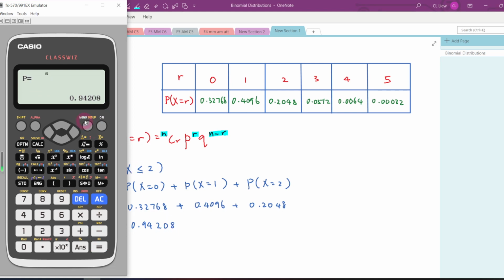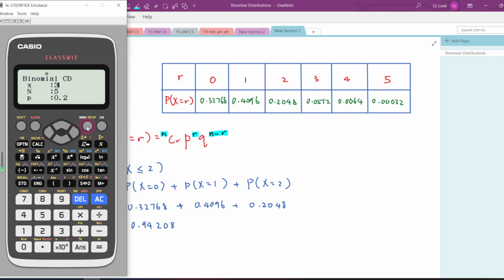So let's say I change it to 3. It means that the calculator will help you to get the sum of P(x=0) plus P(x=1) plus P(x=2) plus P(x=3).